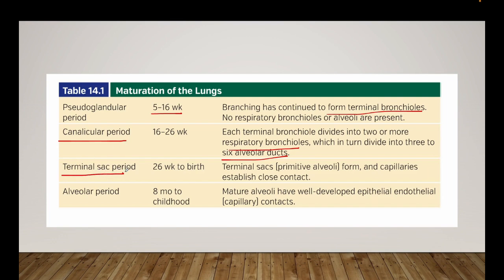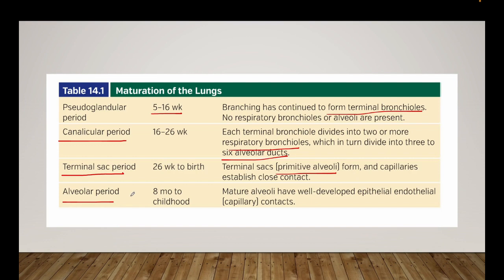The third period is the terminal sac period, or the saccular period, from week 26 till birth. In this stage we have the formation of the primitive alveoli. The primitive alveoli start as all cuboidal cells. Then they will develop into type 1 and type 2 pneumocytes. You surely know about this.